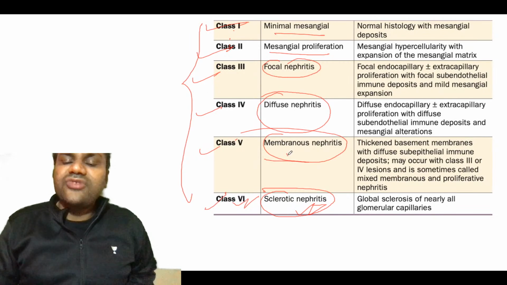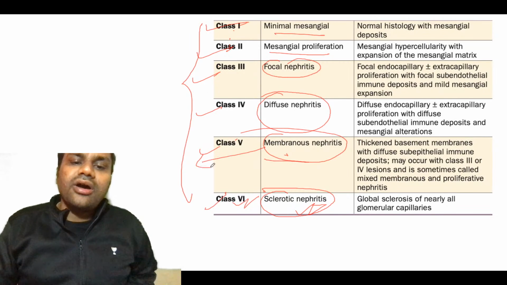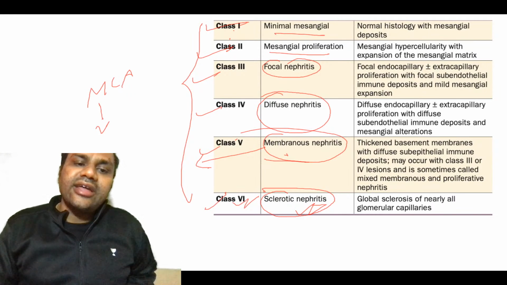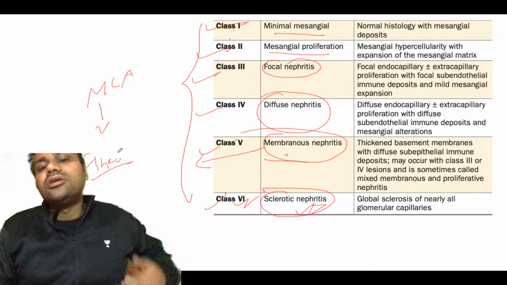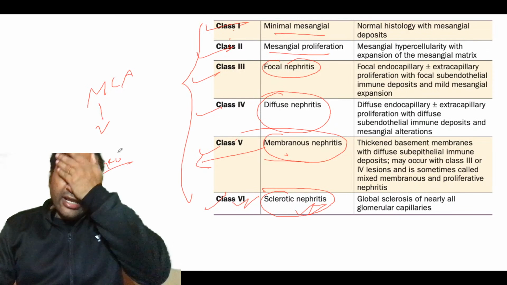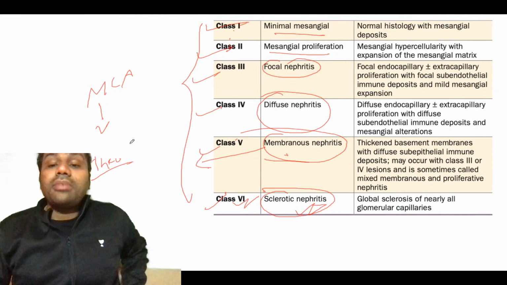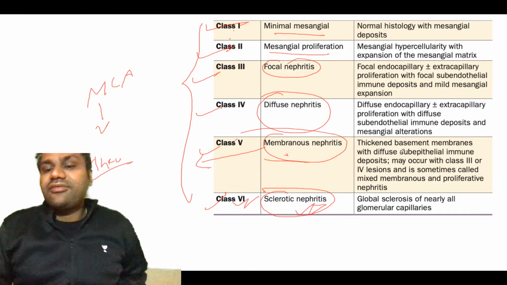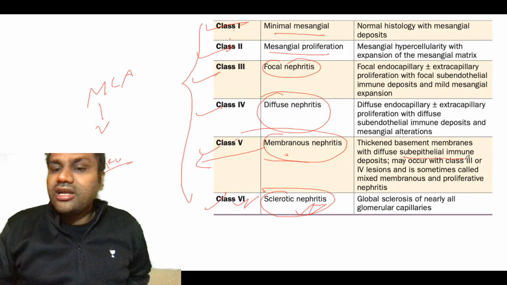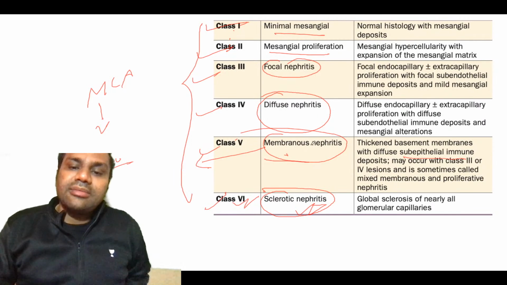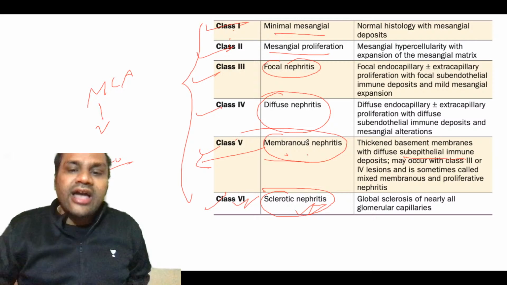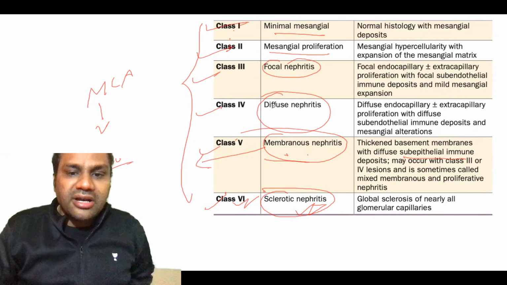Now for membranous nephritis, the immunofluorescence shows fine granular deposition. Then on electron microscope, membranous nephritis shows subepithelial deposition. So in membranous nephritis, electron microscope shows subepithelial deposition and immunofluorescence shows fine granular deposition.